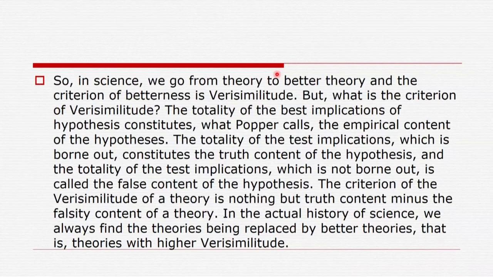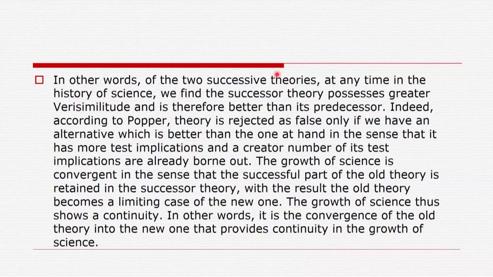In the actual history of science, we always find theories being replaced by better theories, that is, theories with higher verisimilitude. In other words, of two successive theories at any time in the history of science, a theory and a better theory, we find the successor theory possesses greater verisimilitude and is therefore better than its predecessor.